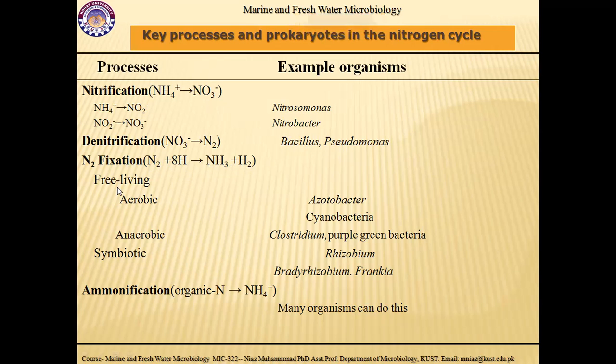plus H2. So free living organisms will work for this. Free living organisms are responsible to convert environmental nitrogen into ammonia, which is usable, because most plants cannot use direct nitrogen. Free living organisms are working.